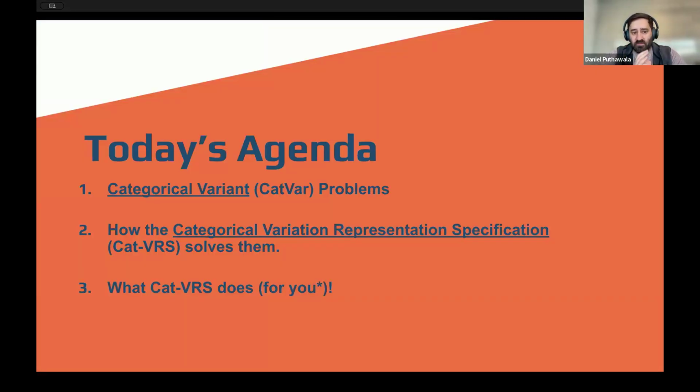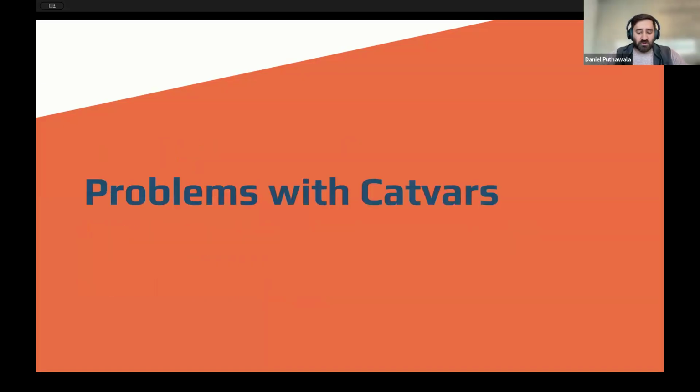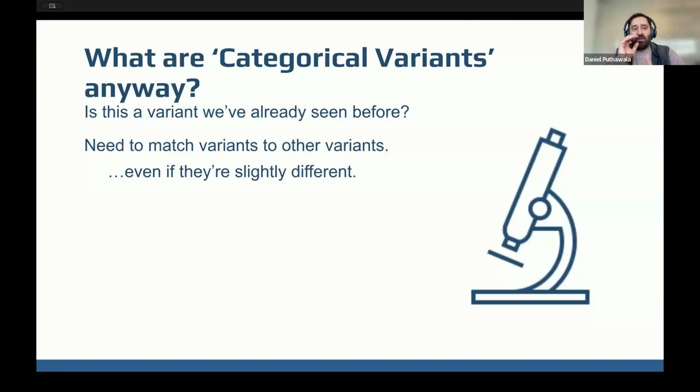So first, we'll talk about what categorical variants are and why they're a problem that we had to solve here in GKS. We'll talk about how the Cat-VRS works and how it solves that, and what Cat-VRS can do for you. So first, our problems.